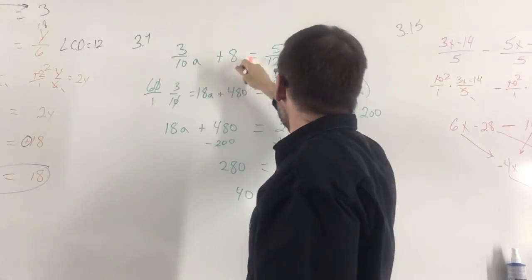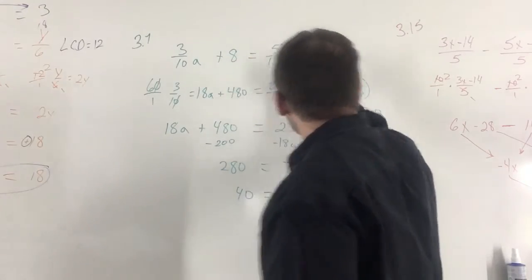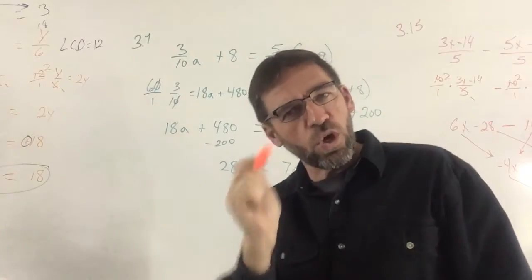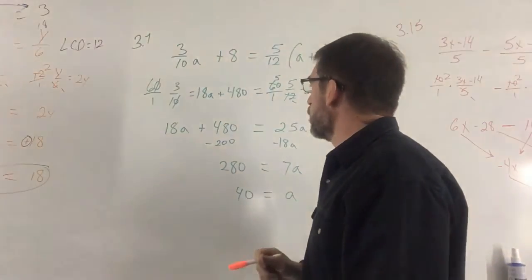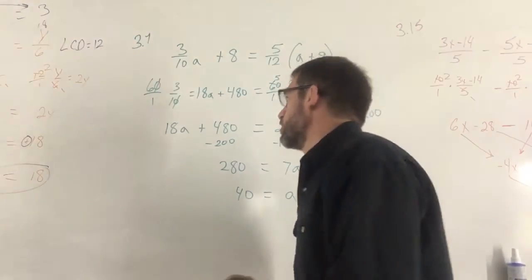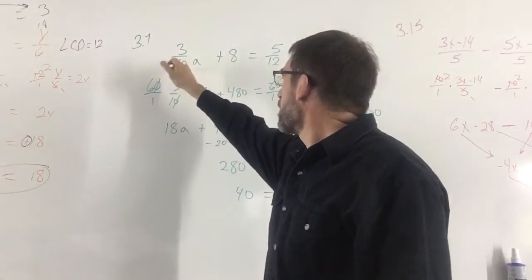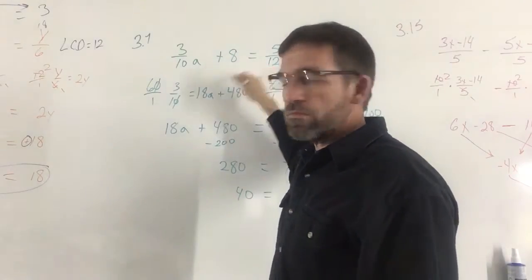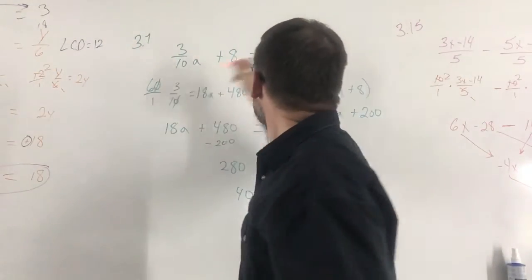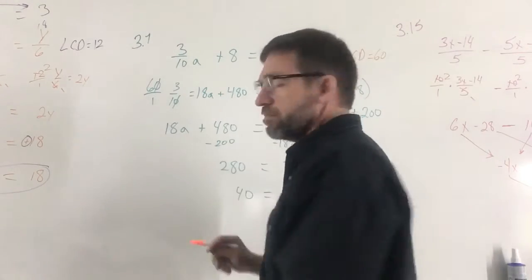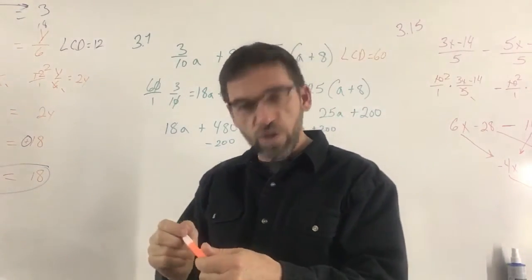You have 3/10a plus 8 equals 5/12a plus 8. That's a little trick right there. Matter of fact, when I was doing it, I did it wrong the first time. I got a wrong answer. I came up with a equals 60. But don't ask me any questions. Now, you need a common denominator for 10 and 12. That's 60. Least common denominator is 60. 10 and 12 are both going into 60.